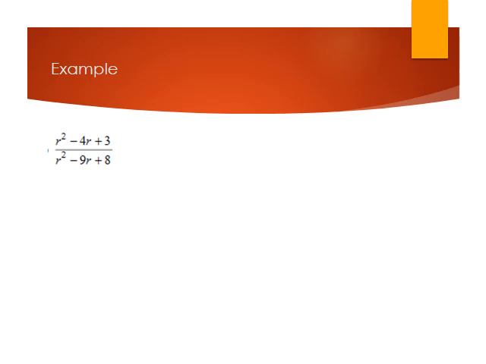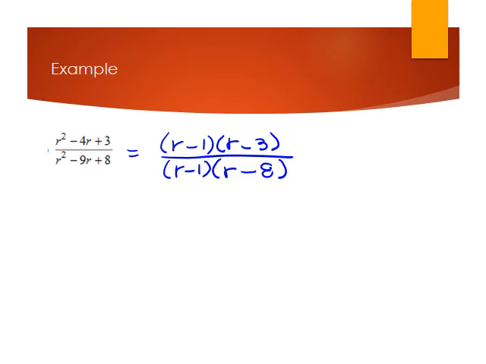Another example, let's factor these. Now, let's factor the top. I need factors of +3 that add to -4. That's going to be -1 and -3, so it factors to r minus 1 and r minus 3. And then I need factors of +8 that add to -9, and that's going to be -1 and -8, so r minus 1 times r minus 8. And then with my binomials, r minus 1 over r minus 1 cancels, and I'm left with r minus 3 over r minus 8.